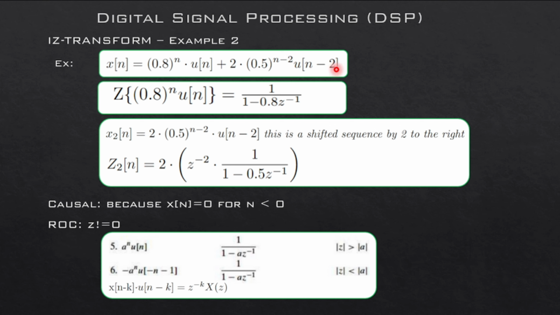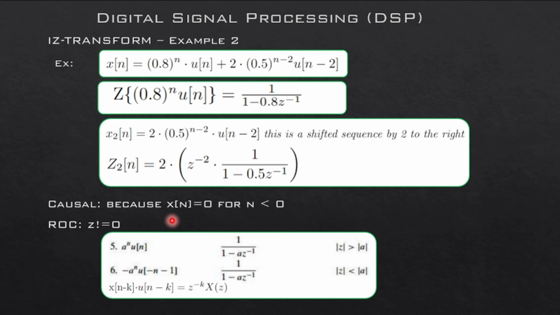Another step function, but it is shifted 2 steps to the right, and you have a to the power n minus 2. So let's check the transform at first of the first element, which is x1n, if you will. The first item, the first part of this equation. So let's look to the chart, correct?